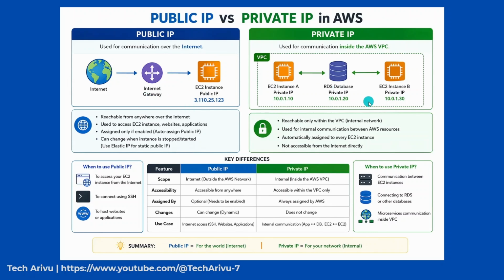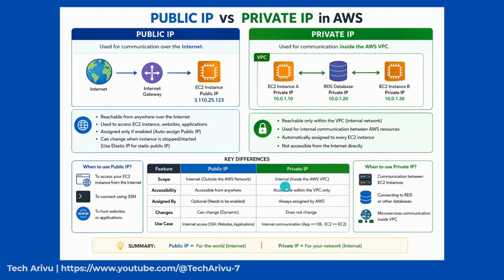Next is the private IP. A private IP address is used for internal communication inside AWS or your cloud platform. For example, if your web server wants to talk to a database or one EC2 instance talks to another EC2 instance, they use private IP. This communication happens inside something called a VPC, which is your private network in AWS. And very important point, private IP cannot be accessed from the internet. AWS automatically assigns a private IP to every EC2 instance. So remember, private IP is only for internal connection.